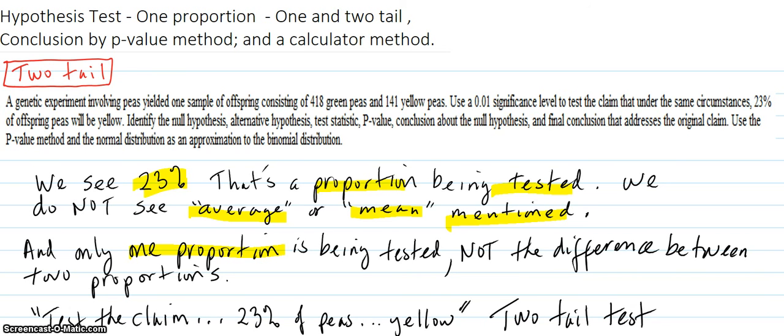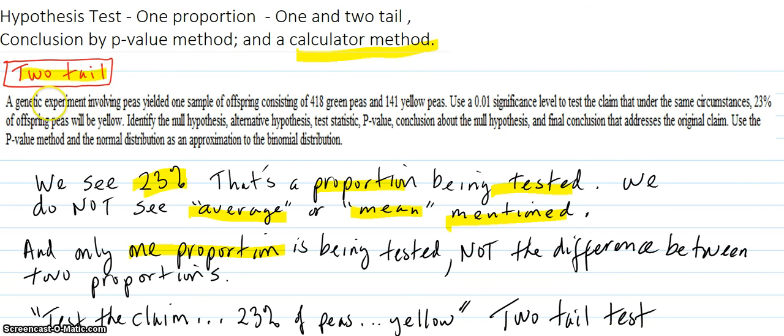Hypothesis test, one proportion. We're going to do examples of a one and a two-tail test, and we're going to do the conclusion by the p-value method, and then we're going to show a calculator method to be able to do it. So here's a two-tail example first.